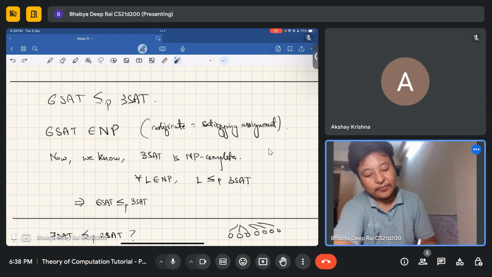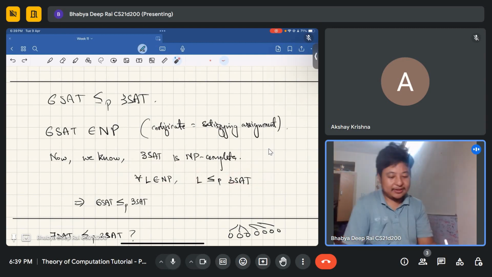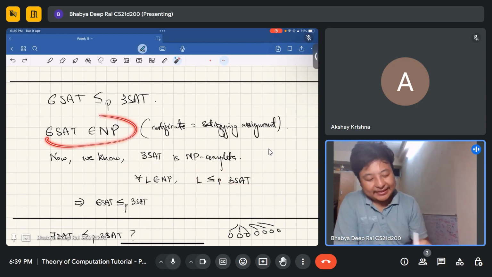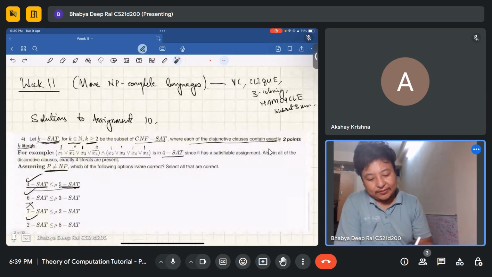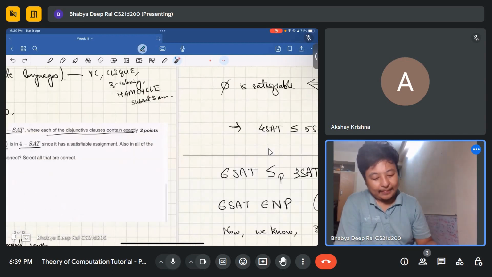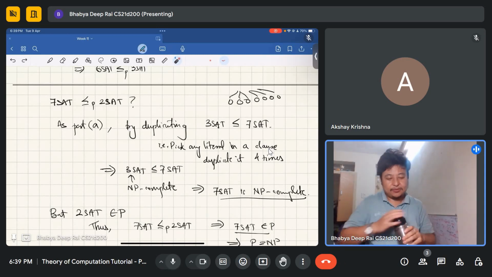Now, 3-SAT we know is NP-complete from the lectures, right? Cook-Levin reduction. 3-SAT is NP-complete. Now, since it is NP-complete, by the definition of NP-completeness, all the languages in NP will reduce to 3-SAT. What does this mean? Since 6-SAT is in NP, 6-SAT will also reduce to 3-SAT. Okay. So 6-SAT reduces to 3-SAT. Correct. Now the question says 7-SAT reduces to 2-SAT. Is it true?